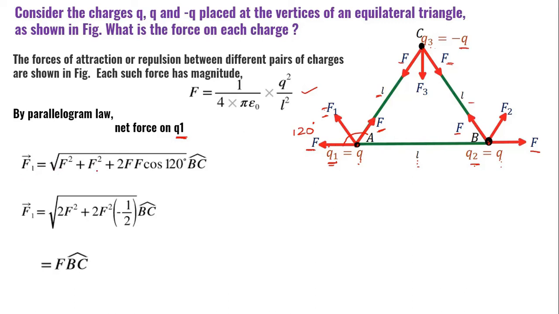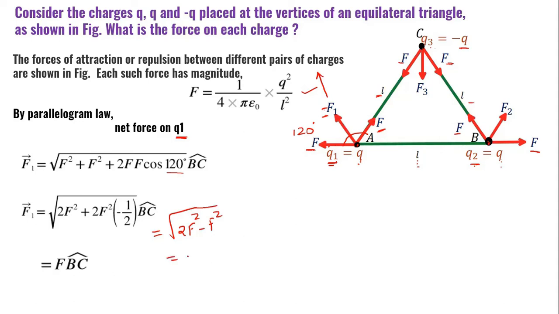Under root of F square plus F square plus twice of F F cos 120 degree, and its direction will be pointing along BC. Mind it, here they are pointing in this direction, which is the direction of BC. On solving this, putting the value of cos 120 degree as minus 1 by 2, what we will be having is under root of 2F square minus F square. We will be left with this term.